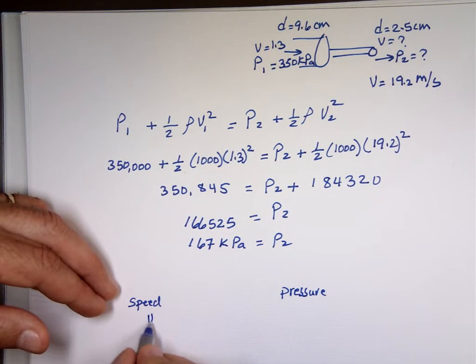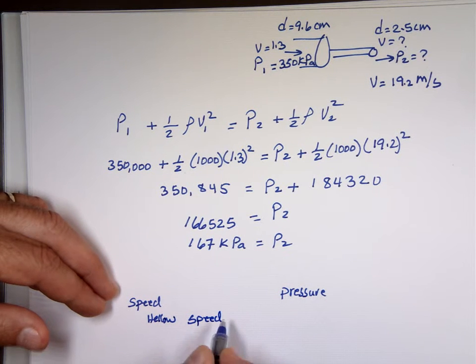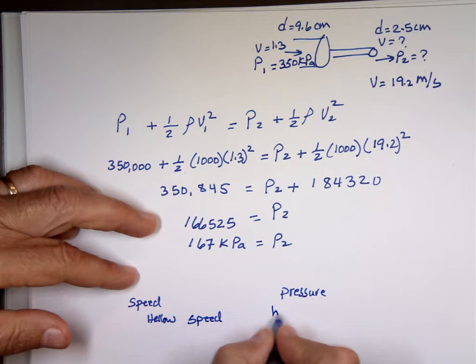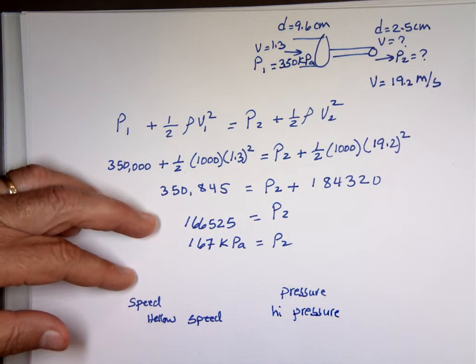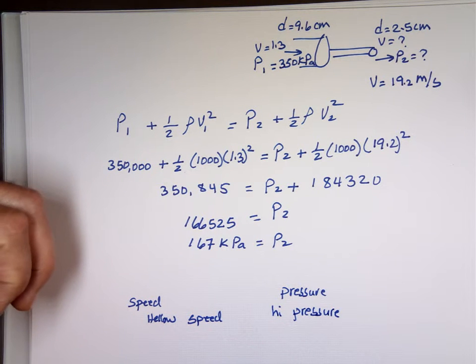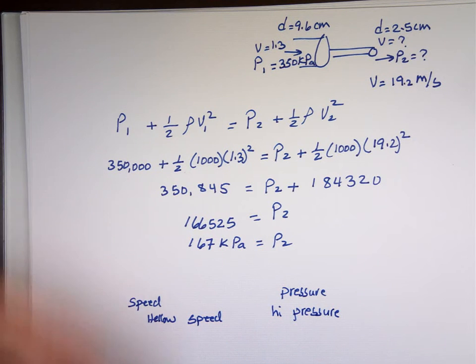Low speed, high pressure. Told you it's not funny. Low speed, high pressure. High speed, low pressure. So when things are moving fast, high speed, you have low pressure. When things are moving slow, low speed, you have high pressure.